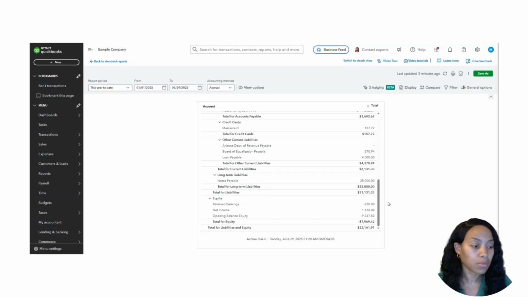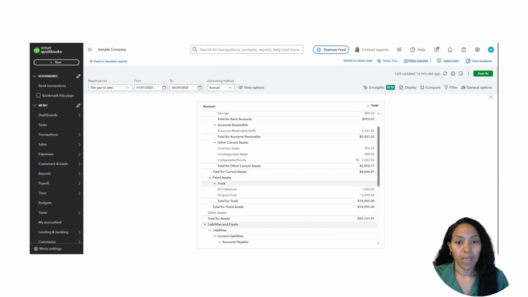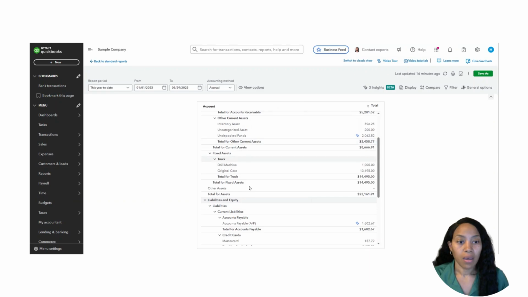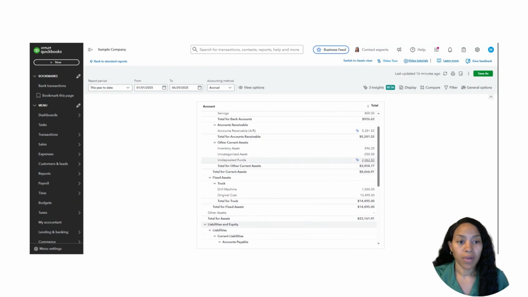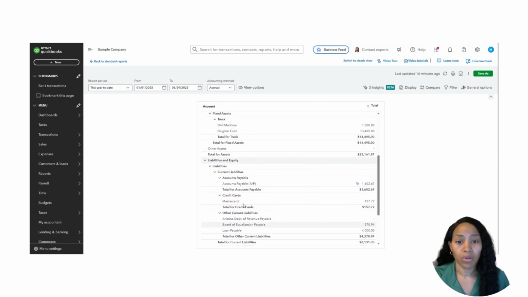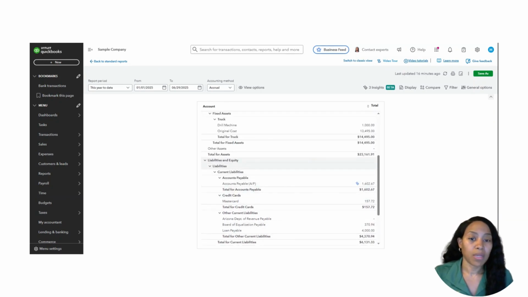Let's see. They may also review the undeposited funds account right here, which you see there's a balance, and this is just a holding account. So if the client is using the correct workflows, this account should be zero. So those are basic accounts that the bookkeeper or CPA would look for to just determine if you need a cleanup.